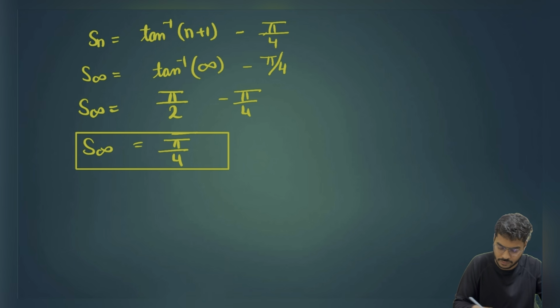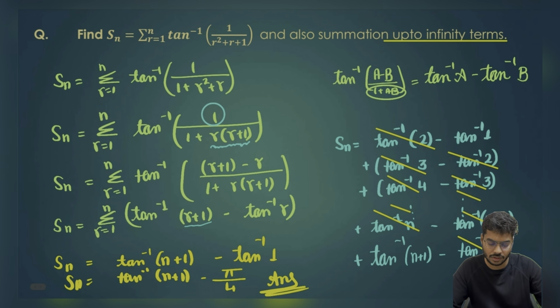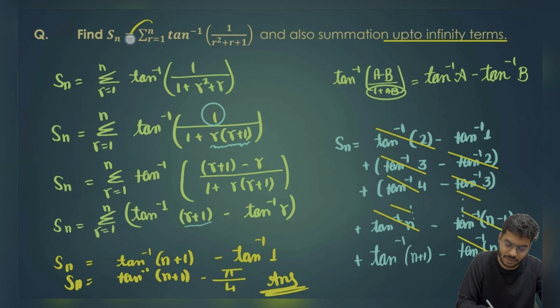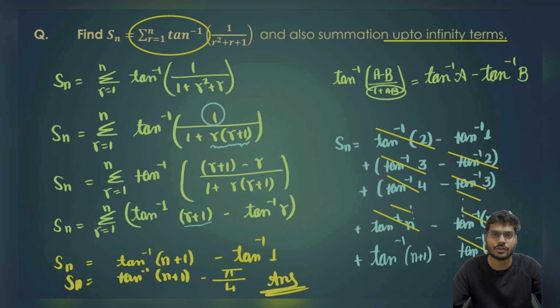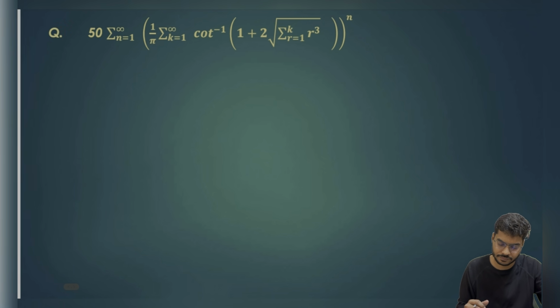S infinity also. This is how to solve the questions on the ITF series. Only one formula is there: tan inverse of (A minus B) upon (1 plus AB) is equal to tan inverse A minus tan inverse B. So in these types of questions, whenever you get the summation of an ITF series, try to use the difference method. How to create the difference? This is the procedure to create the difference. Moving on to the next question.